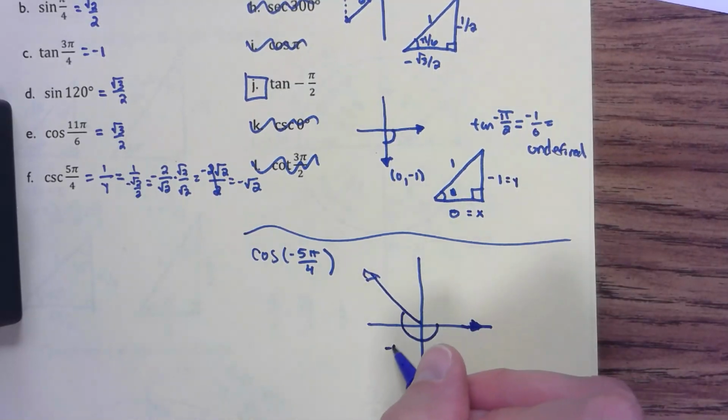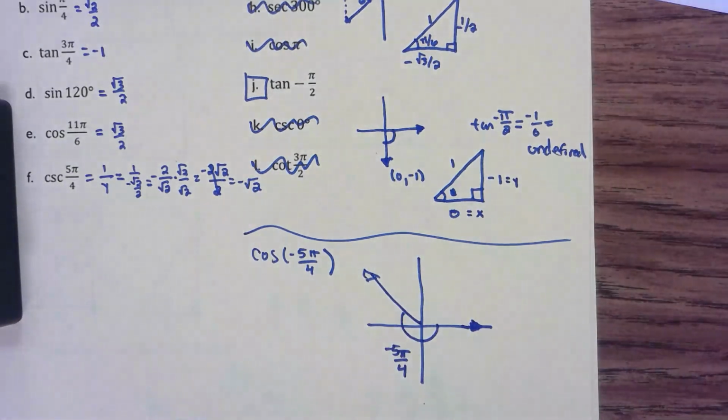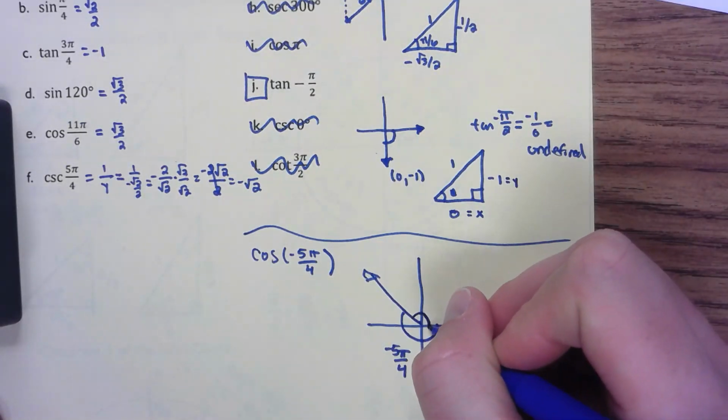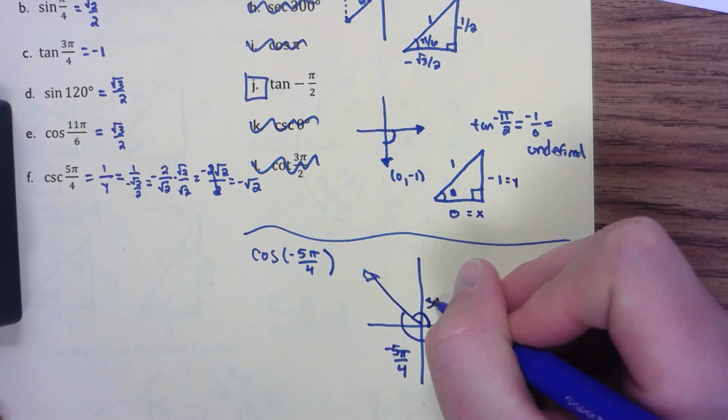So negative 5 pi over 4 is going to correspond to some positive rotation on your unit circle. And if you look at where that ends up bringing you, the positive angle for this would be 3 pi over 4.